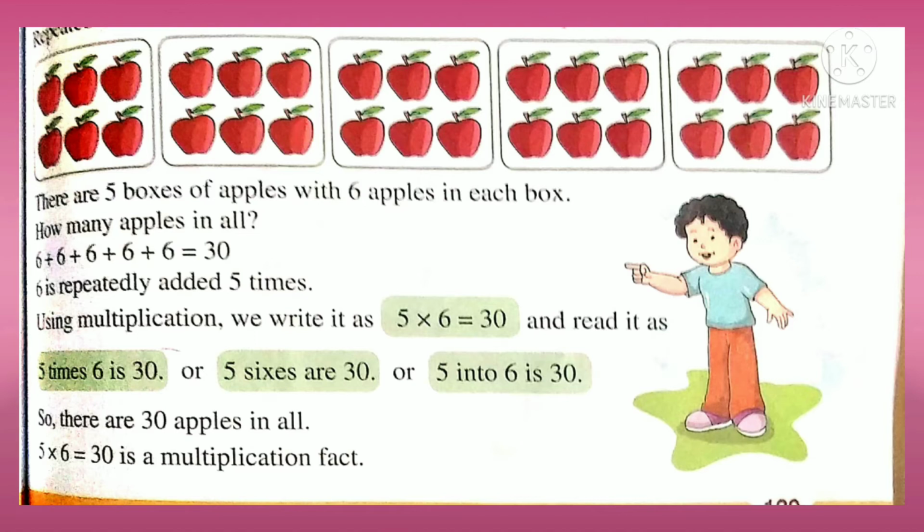Using multiplication, we write it as 5 into 6 equal to 30 and read it as 5 times 6 is 30, or 5 6s are 30, or 5 into 6 is 30. So, there are 30 apples in all. 5 into 6 equal to 30 is a multiplication fact.